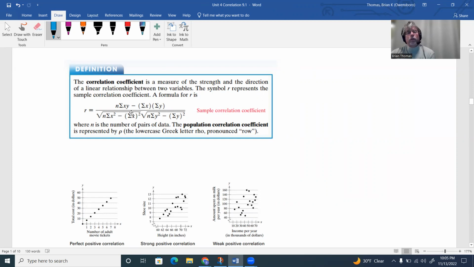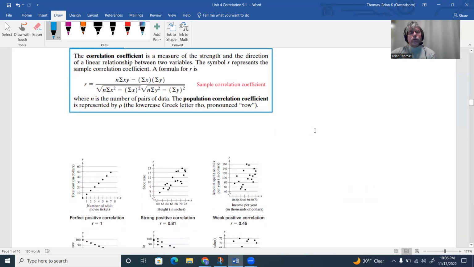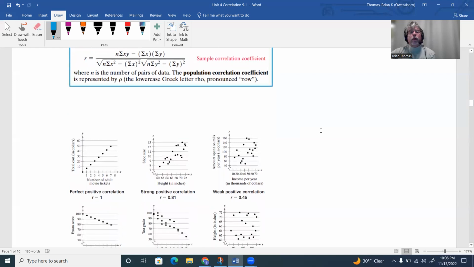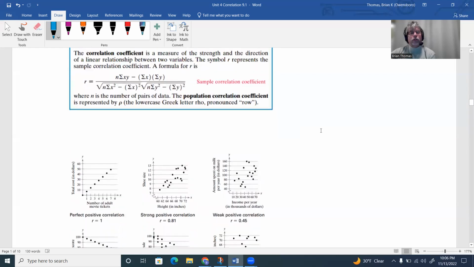And we're not going to use the formula. We're going to just let the calculator do this. So we're going to determine this value r. Now, the second thing we have is what's called the population correlation coefficient. It's represented by this p, and it's pronounced rho. So we're also going to be looking at that. Okay, so we're going to try to compare it to this population correlation coefficient.